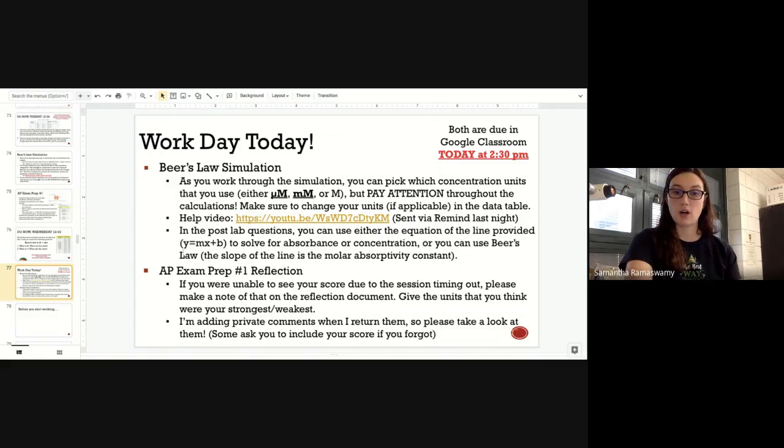So absorbance is on the y-axis. So the y value is absorbance. X, that's concentration because that's on the x-axis. M is your slope. Or you can use Beer's law.